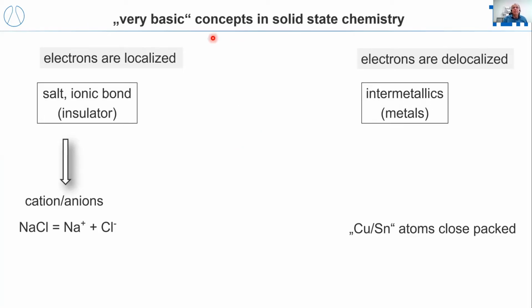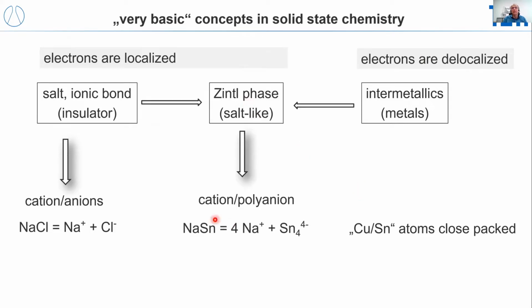If you look at a very basic concept in solid state chemistry, you have salt-like compounds, ionic bonds like sodium chloride. Electrons are localized. We have a transfer of the electrons, perfectly localized like in molecules, and the electrons are delocalized in intermetallic compounds. For example, copper and tin. Copper and tin make a close-packed structure here. In between, the electrons are still localized.